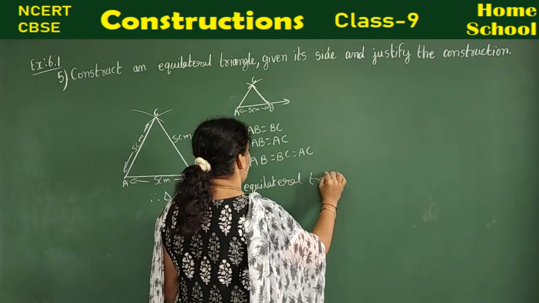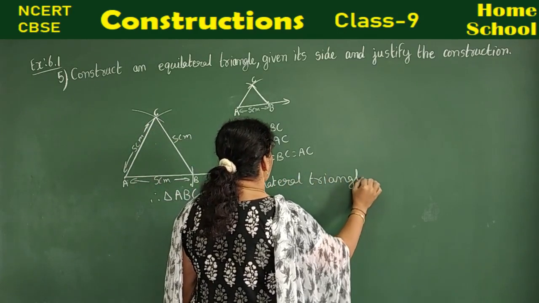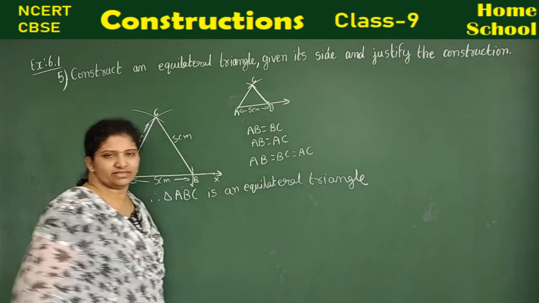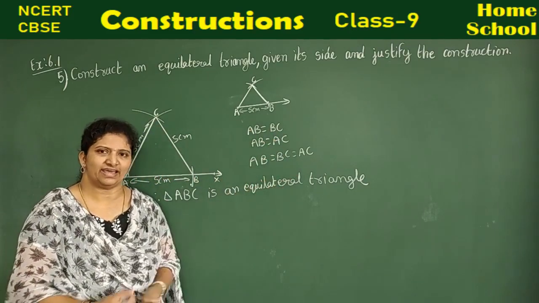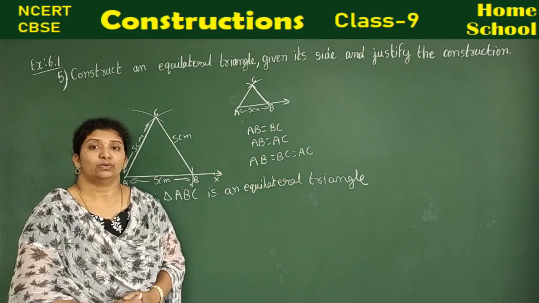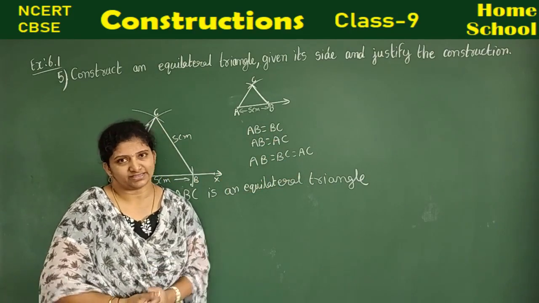And for your justification, you can complete these 3 lines and say that all sides are equal. Therefore, it is an equilateral triangle. With this, we are going to end our exercise.